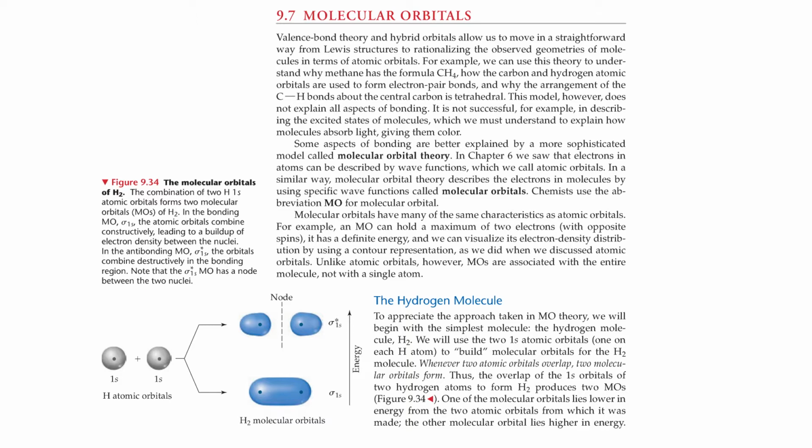One of the molecular orbitals lies lower in energy than the 2 atomic orbitals from which it was made, and the other molecular orbital lies at higher energy. Figure 9.34, the molecular orbitals of hydrogen. The combination of 2 hydrogen 1s atomic orbitals forms 2 molecular orbitals of H2. In the bonding molecular orbital, sigma 1s, the atomic orbitals combine constructively, leading to a buildup of electron density between the 2 nuclei. In the antibonding molecular orbital, sigma star 1s, the orbitals combine destructively in the bonding region. Note that the sigma star 1s molecular orbital has a node between the 2 nuclei.